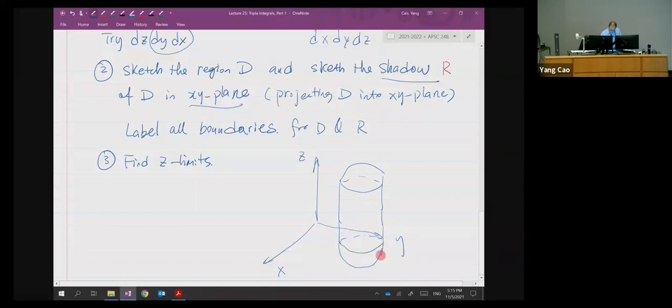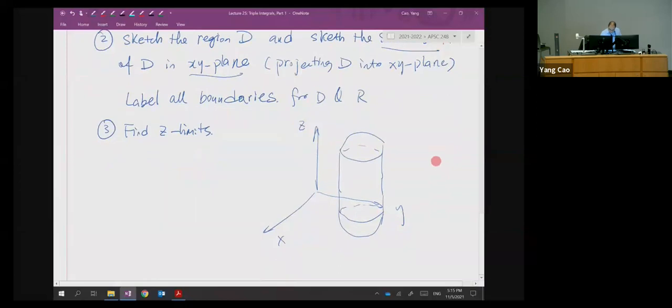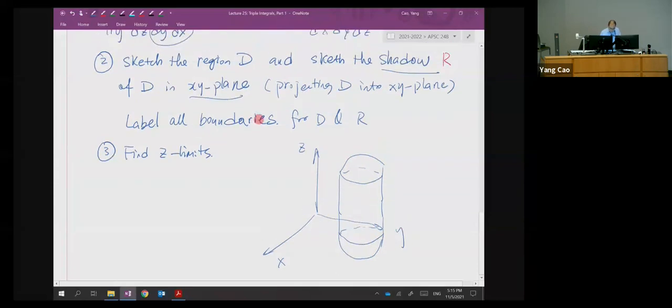So it's like a cylindrical type of object. There's a top surface, a bottom surface, and then the side bodies. So first step, as we said, you need to sketch this and label it. Let's say the top surface is Z2 equal to F2.